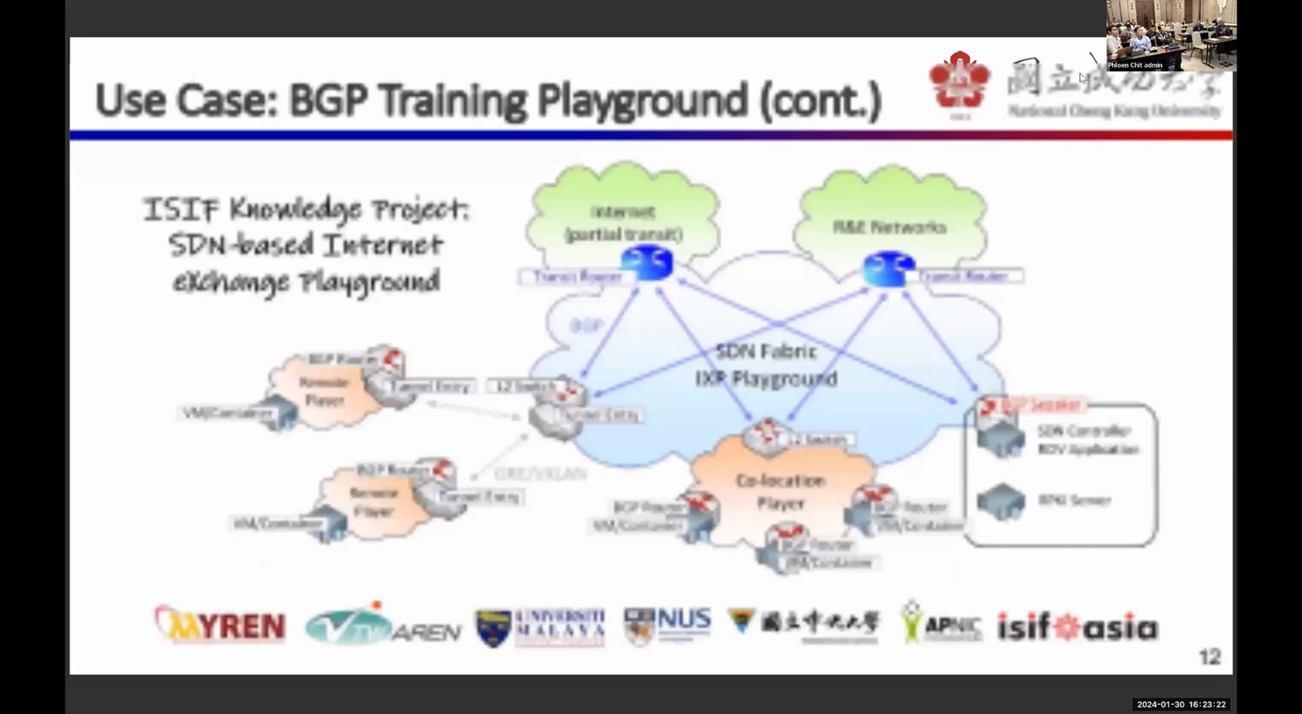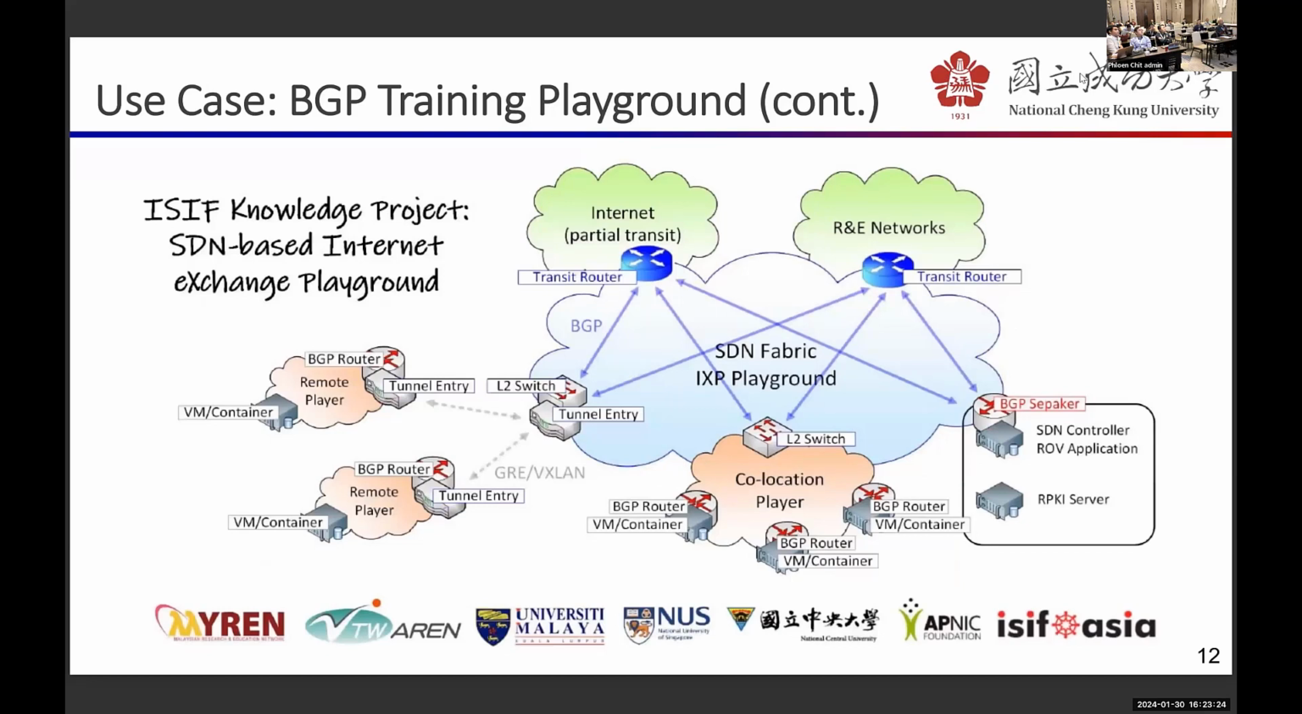The main idea is that we use an SDN network to connect all the remote players and maybe some co-location players together. We run BGP in the SDN network and use some mechanisms to let them transit IP. Some of the network resources are used by the BGP testbed I described above.